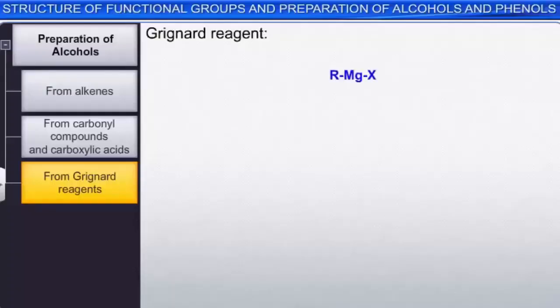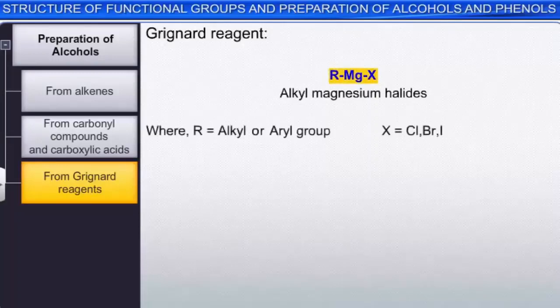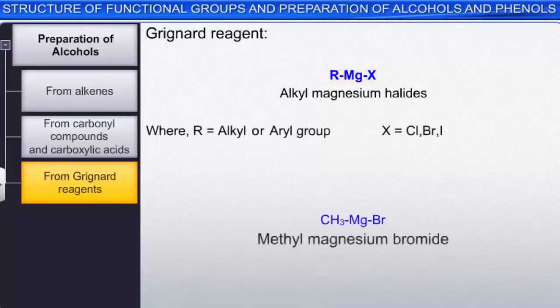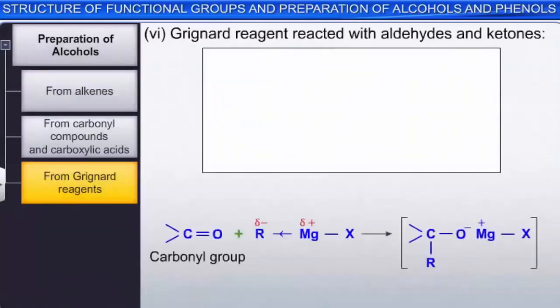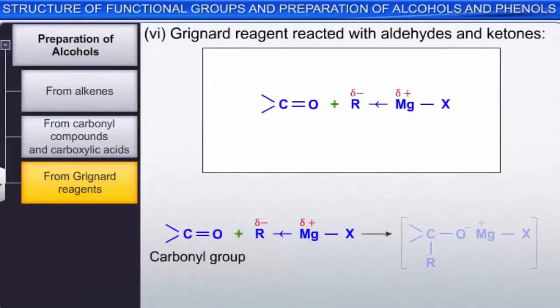Grignard reagents are important in many chemical syntheses. Grignard reagents are alkyl magnesium halides. The general formula for a Grignard reagent is RMgX, where R is an alkyl or aryl group. Shown here is methyl magnesium bromide, an example of a Grignard reagent. Grignard reagents provide a sixth route for preparing alcohols.